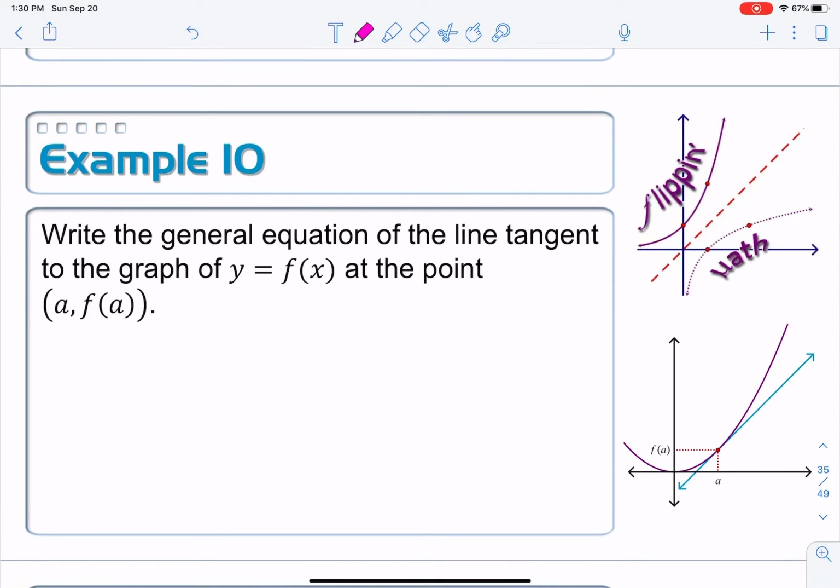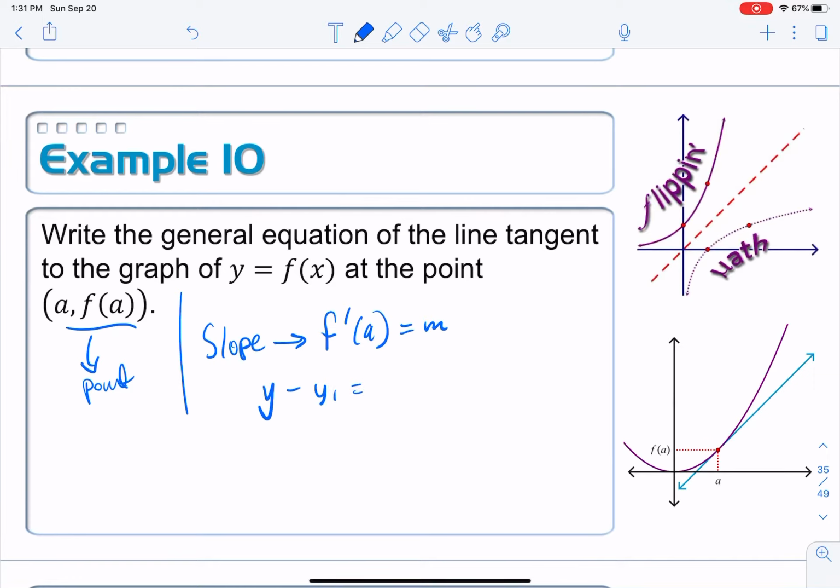So I have my point, and then I also need my slope. My slope is just simply going to be the derivative of f at a. So that's the slope at a. Those are my two pieces of information. This is what I'm going to use for my m. And I'm going to put them both into this equation. y minus y1 is equal to m times x minus x1. Point slope form. All right, and what's going to go into the y1 is this f of a.